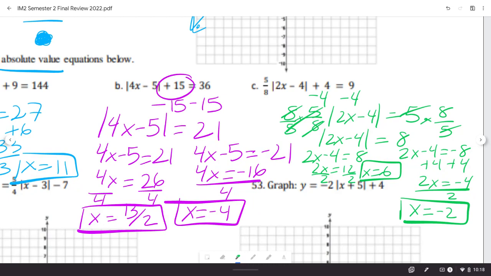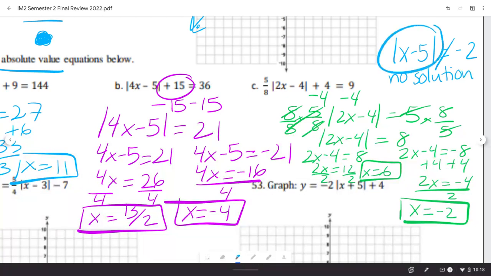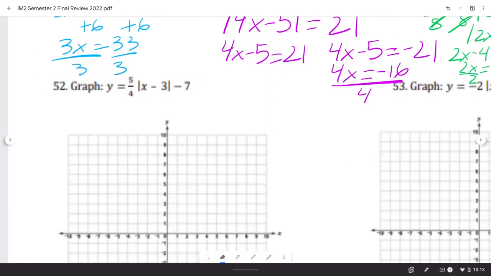If you end up getting something like, for example, x minus 5 equals negative 2, that is when you have no solution. So when you have the absolute value and it is all by itself, there's nothing outside to add, subtract, divide, or multiply, and it equals a negative, that's when you write no solution.